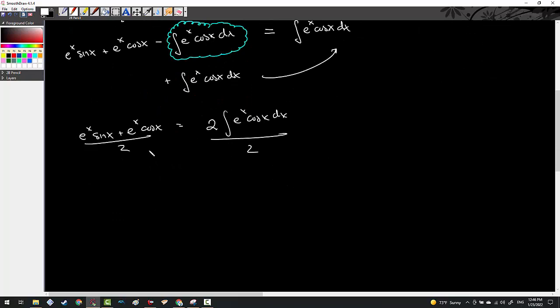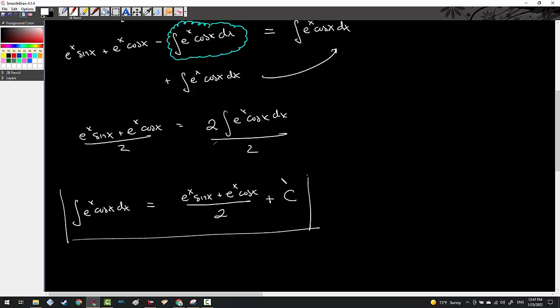And what I end up with is the integral of e to the x cos x dx. I'm just moving the result to the left side, so this guy's going here. I'm just changing sides. And that's going to equal e to the x sine x plus e to the x cos x all over 2. And don't forget that plus c. So this is what happens when you end up in this rampant cycle of integration by parts.